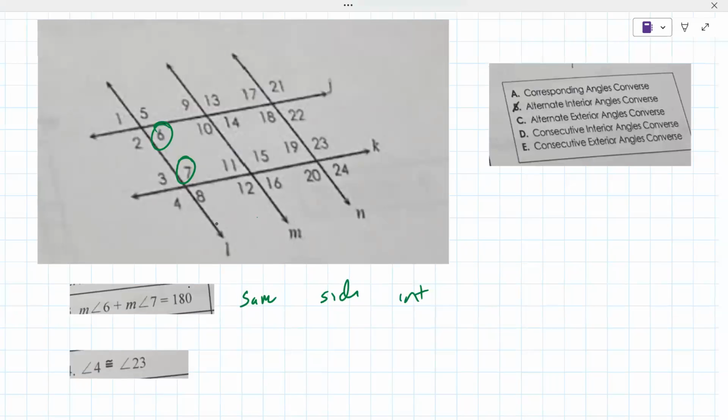Okay. Now 4 and 23. Here's 4, here's 23. Consecutive exterior angles. Are not consecutive. Wait. They would be on the same side if they were like 3 and 23. Oh wait. Okay. Alternate exterior. Okay, I agree.